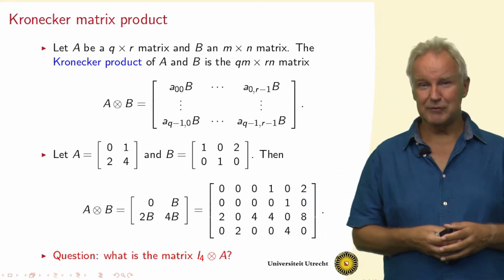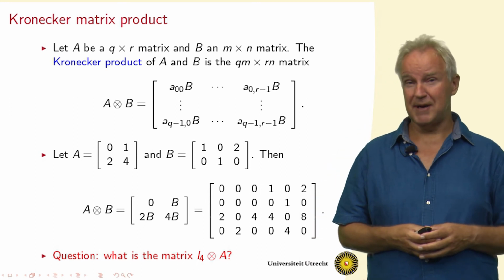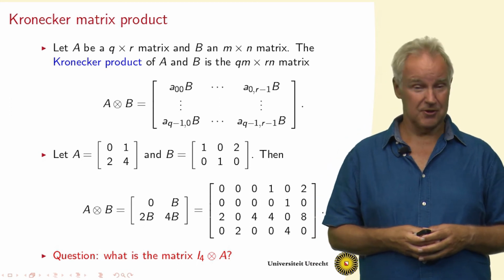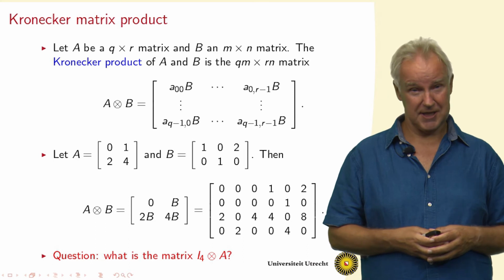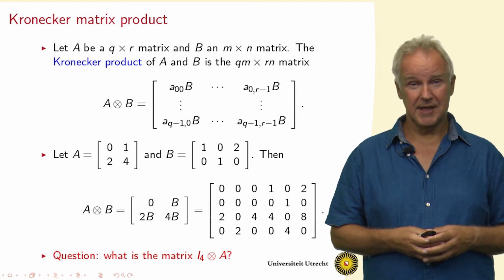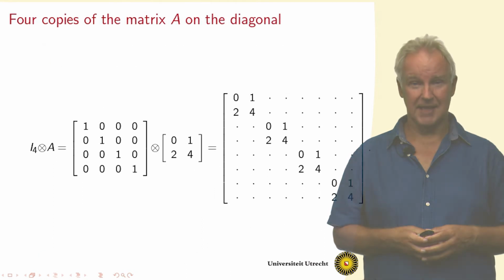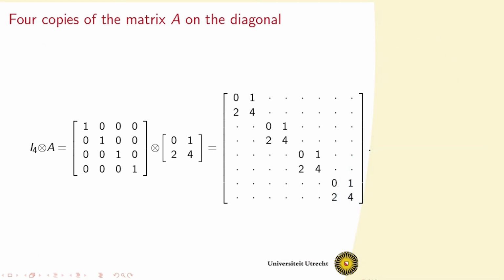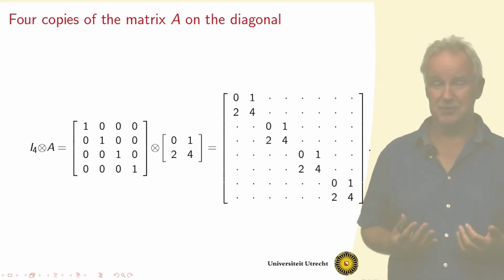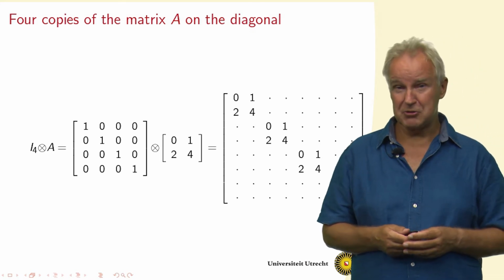So, since I4 is a 4 by 4 matrix with 1s on the diagonal and 0s elsewhere, then we get 4 copies of this matrix A on the main diagonal. I haven't shown all the 0s in the matrix. I represented them by dots, but you see the matrix 0, 1, 2, 4 copied 4 times on the main diagonal. And that's actually what we will use the Kronecker product mostly for.